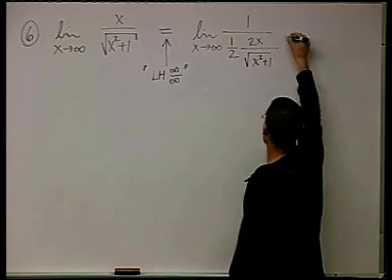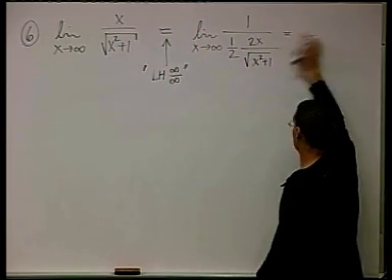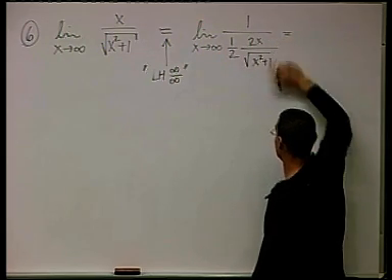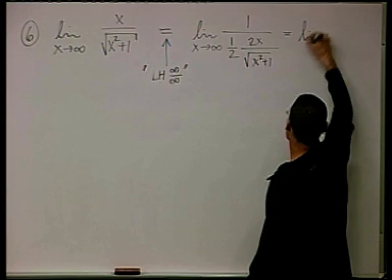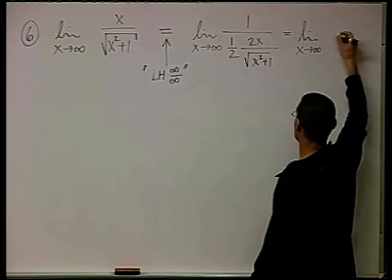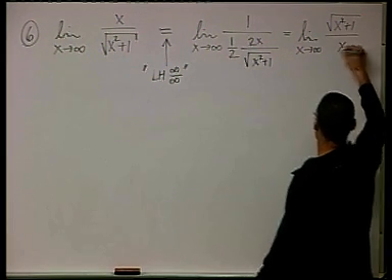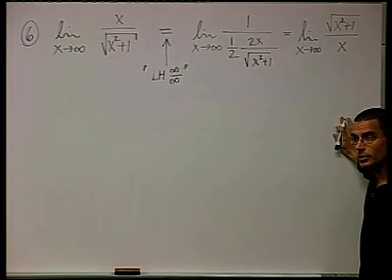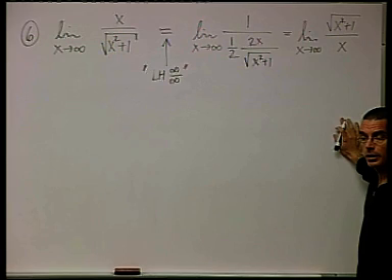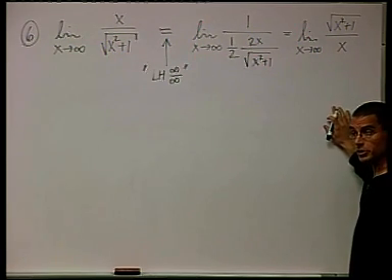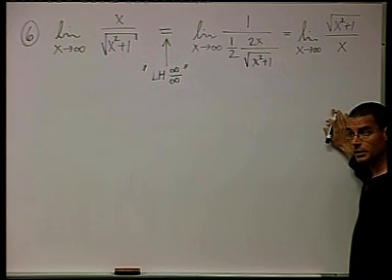Okay, let's rewrite this. So here I'm not doing L'Hopital, I'm just rewriting it. The 2's cancel, and instead of dividing by this, I'll multiply by the reciprocal. So it's limit x goes to infinity, root x squared plus 1 divided by x. Good. Do you agree? Okay. This is still an infinity over infinity situation, right?